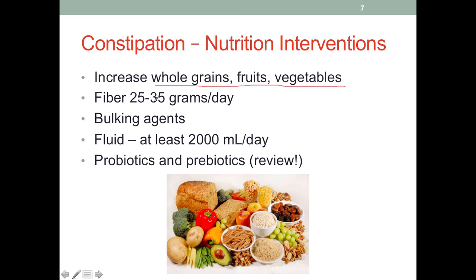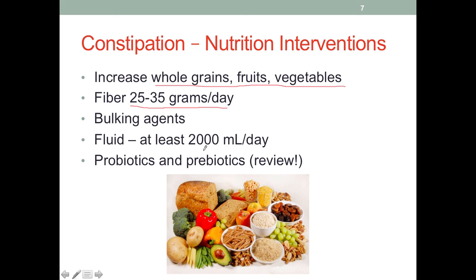For fiber, we want to intake 25 to 35 grams per day. And if we look at the basic recommendation, this is maybe slightly higher than the recommendation based on a 2,000 calorie diet. So we know that fiber amount is based on grams per 1,000 calorie intake, and 25 to 35 is kind of on the higher end of that recommendation for adults. For fluid intake, at least 2 liters per day.